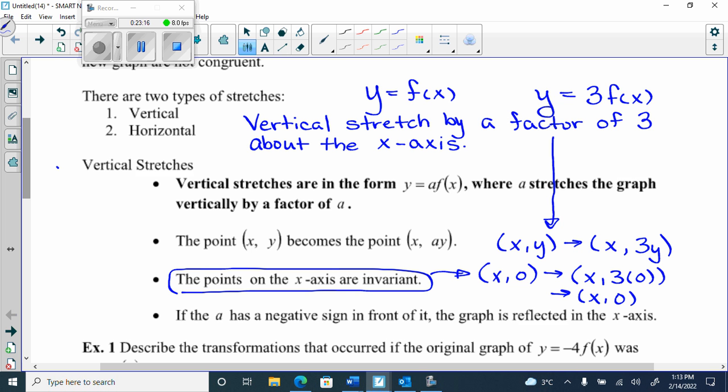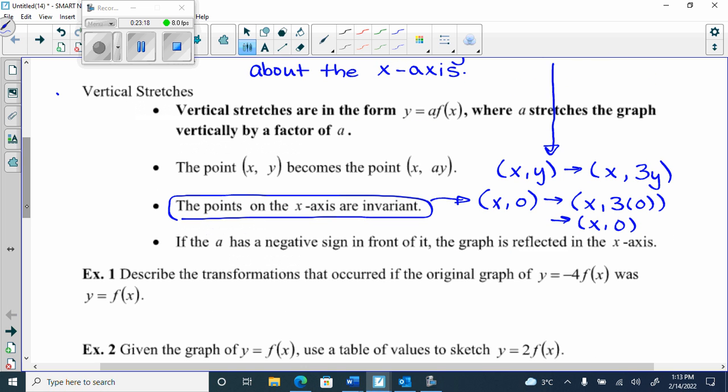And if a has a negative sign, it doesn't affect the stretch at all. When the a value is negative, it's a reflection in the x-axis. We've already gone over that. So your stretches are always with positive numbers, because the negative doesn't stretch it differently. The negative reflects it, correct? So for example, if I had y equals f of x, and then y equals negative 3f of x, this would be a vertical stretch by a factor of 3 about the x-axis, and the negative would cause it to be a reflection in the x-axis.